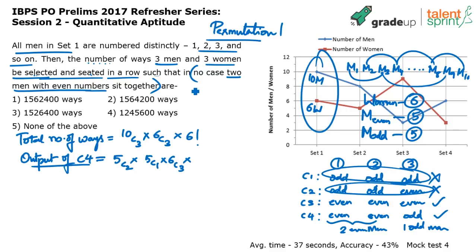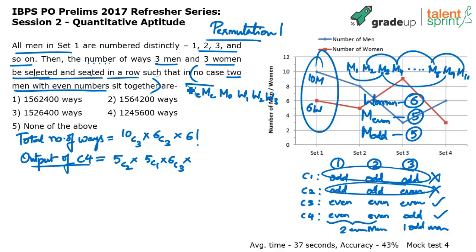So how do you do the arrangement? Let's say we have ME1, ME2, M odd, and 3 women, W1, W2, W3. With respect to women, there is no condition. Now I want all the even men to be together. We are going to subtract these cases from the total number of cases: the output of C4 and the output of C3.